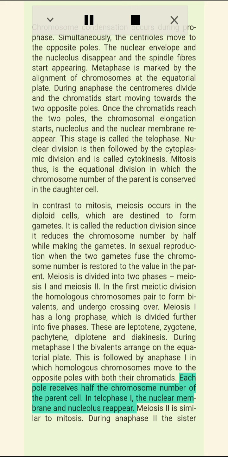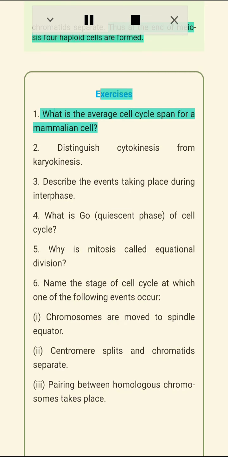In telophase I, the nuclear membrane and nucleolus reappear. Meiosis II is similar to mitosis. During anaphase II, the sister chromatids separate. Thus, at the end of meiosis, 4 haploid cells are formed.